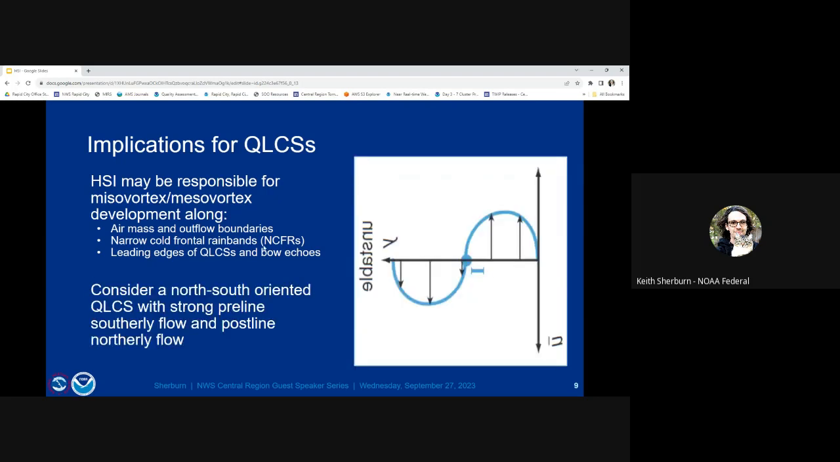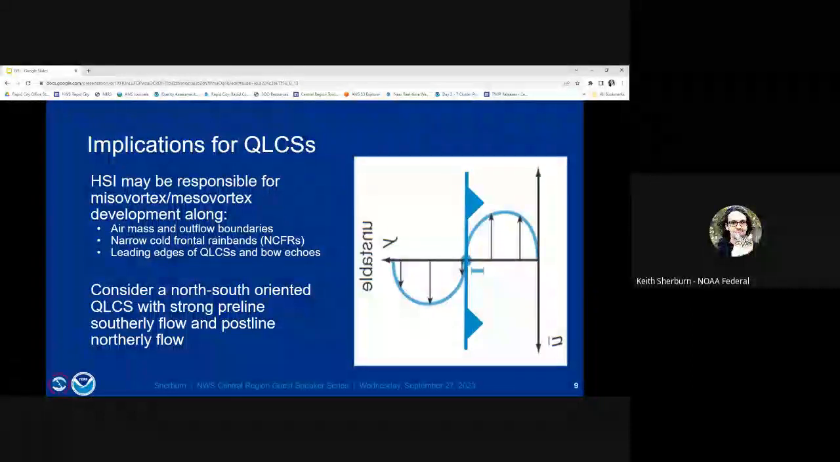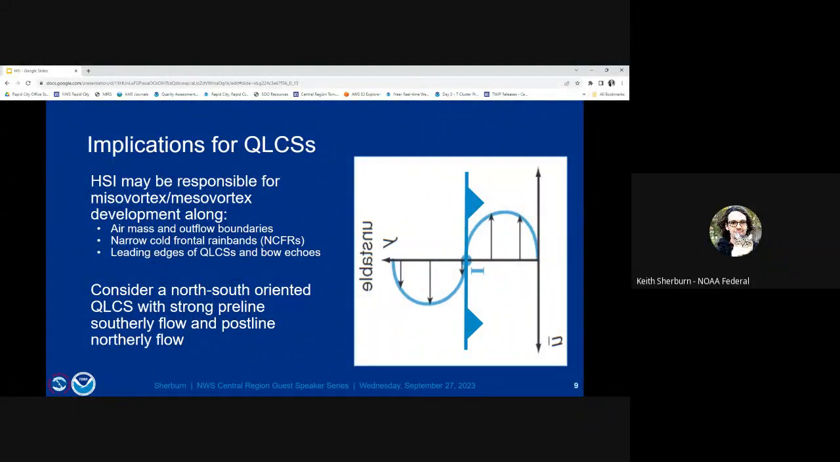So to illustrate this potential, let's consider a north-south oriented QLCS here with outflow boundary shown there with the frontal ID there. You have strong pre-line southerly flow. You have pretty strong post-line northerly flow. And admittedly, this is a largely idealized scenario, right? It's likely not going to be replicated perfectly in reality. But you could conceivably observe a wind profile that's awfully similar to one of the examples we just saw from Markowski and Richardson, which we established before does meet the criteria for HSI release. So it stands to reason, based on theory, that we could get HSI release along the leading edge of QLCSs.